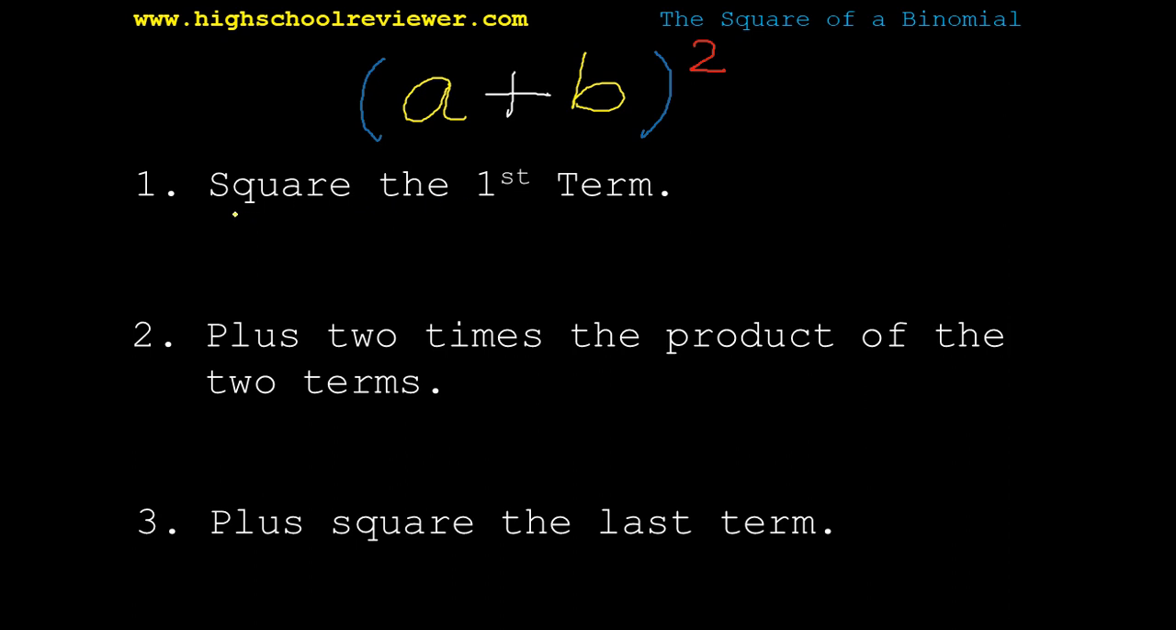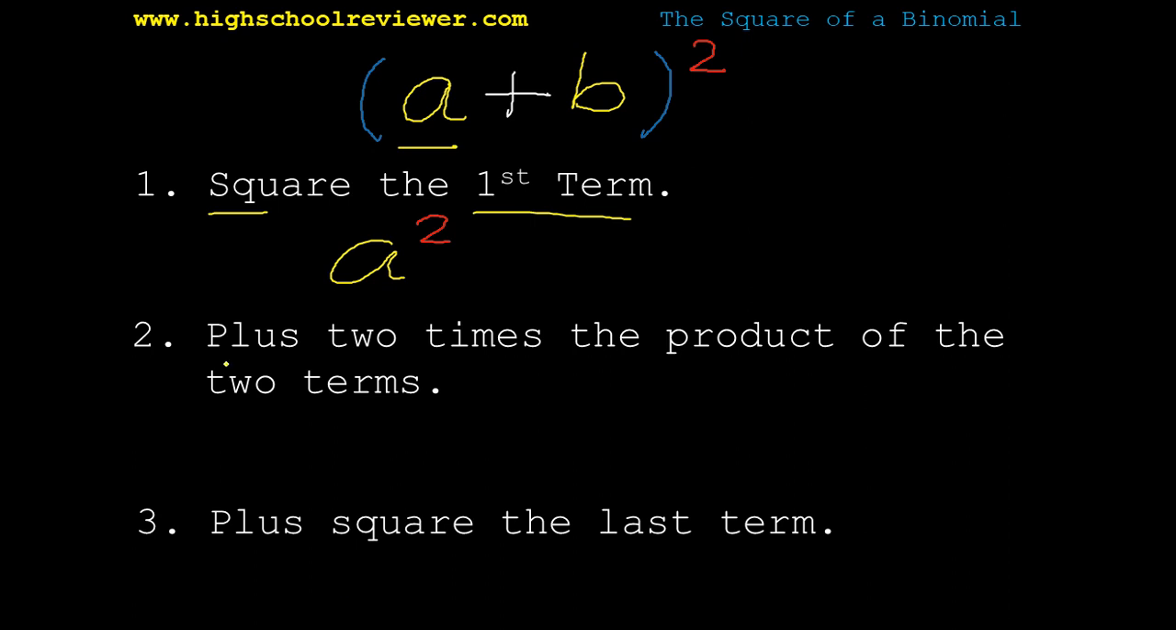Our first step is square the first term. Our first term here is a. You put here a and then just square this. You put here 2 as its exponent.